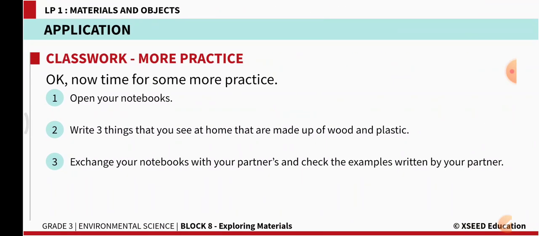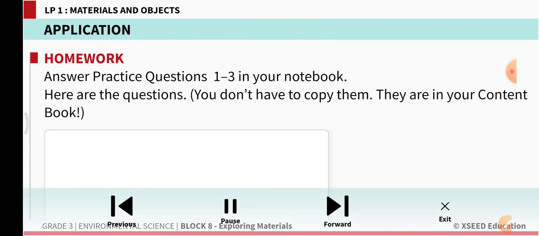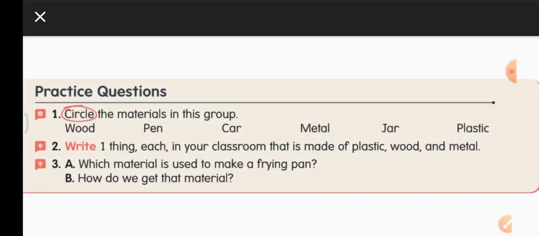Right? Now, let us answer the practice questions in the content book. All of you open your content book. Read the practice questions. Question 1. Circle the materials in this group. Wood, pen, car, metal, jar, plastic. So, some of them are material and some are the names of the things which are made from materials. So, you are going to circle only the materials.